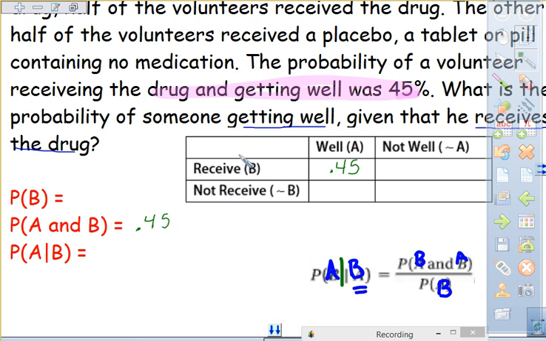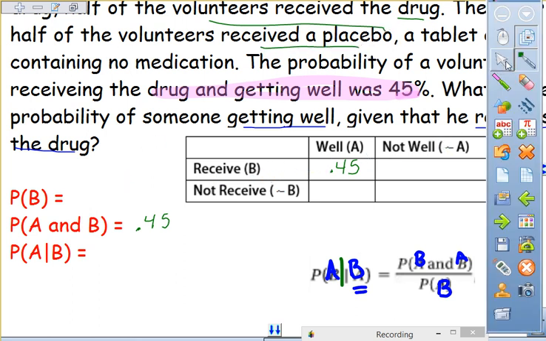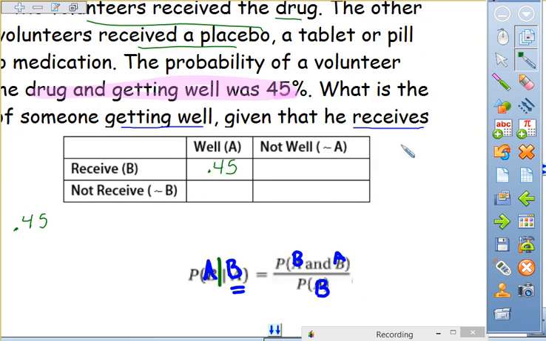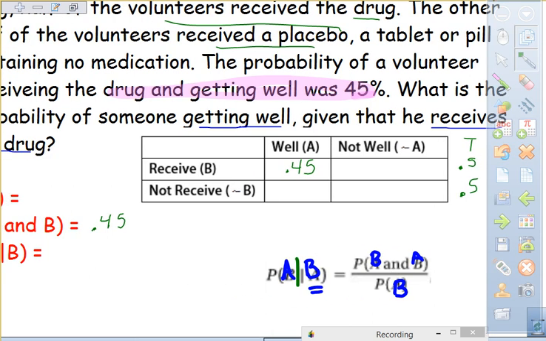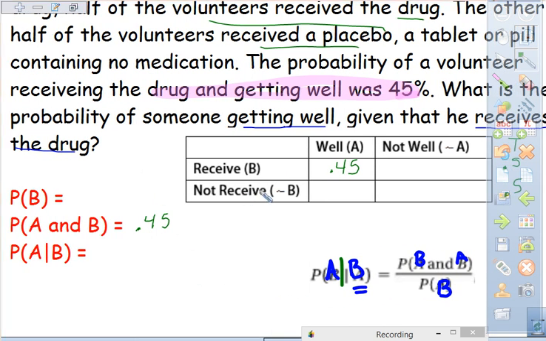Then, in the top of the question, it said half receive the drug and the other half get a placebo. So that means that half of the people receive the drug, so this total would be 0.5 if I added a total column, and not receiving would also be 50% of the people. So the total for receiving the drug would be half the people, so 0.5.